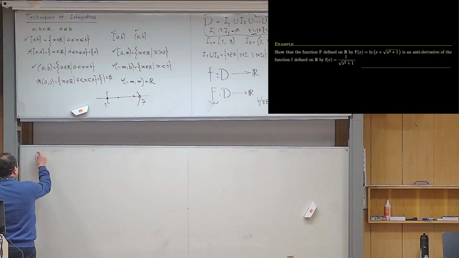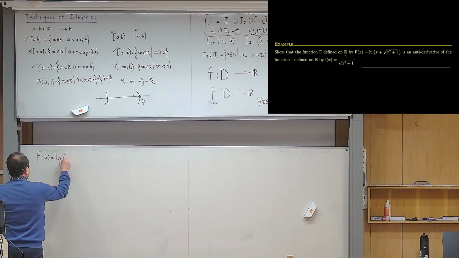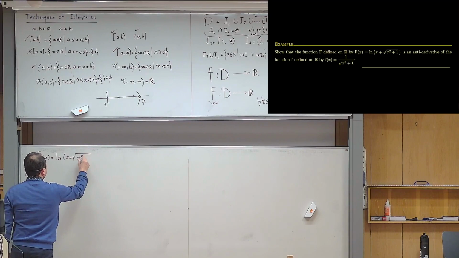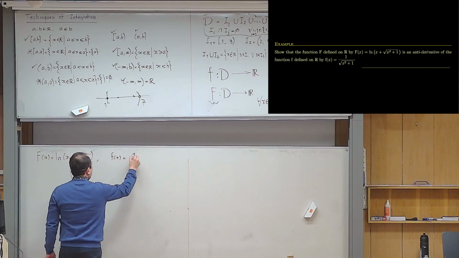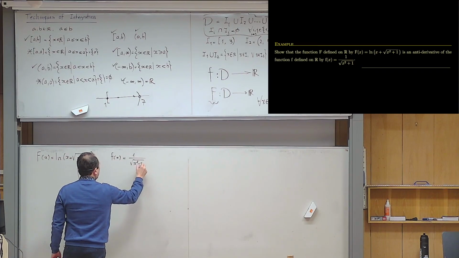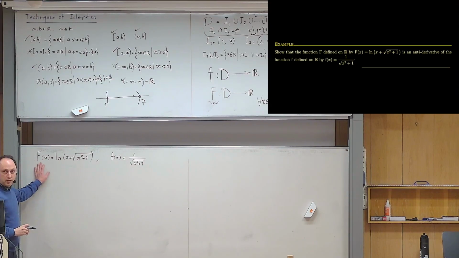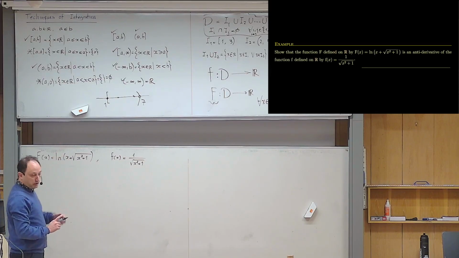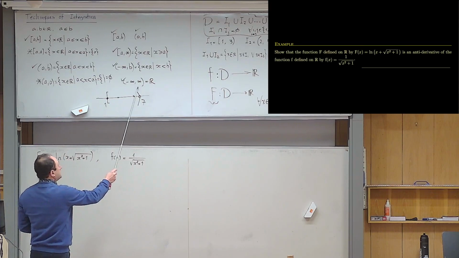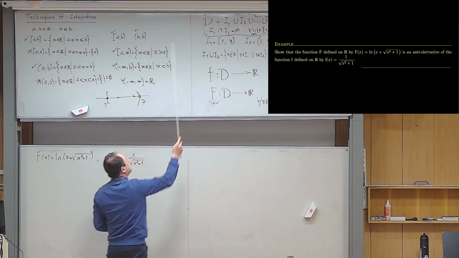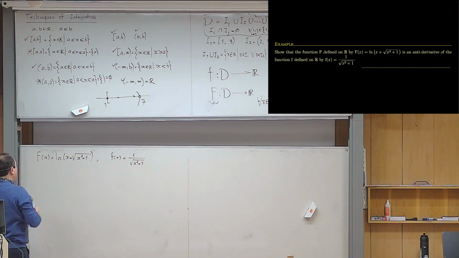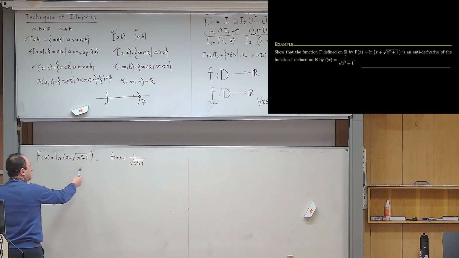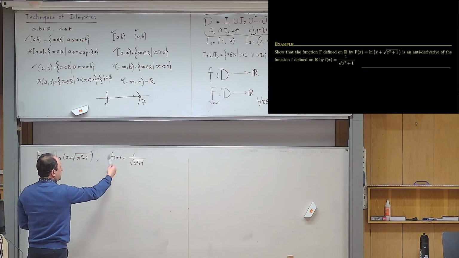So the function F of x is given to be ln of x plus square root of x squared plus 1. And then the function f of x is given to be 1 over square root of x squared plus 1. It is mentioned in the problem that capital F is defined on R. So this means that R, as you see here, is also an interval. So here D is equal to one single interval, and that is the set R. We want to show that this function, which is defined on R, is an antiderivative of this function, which is also defined on R.